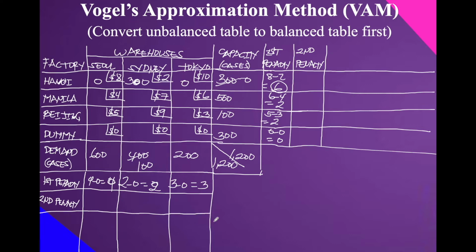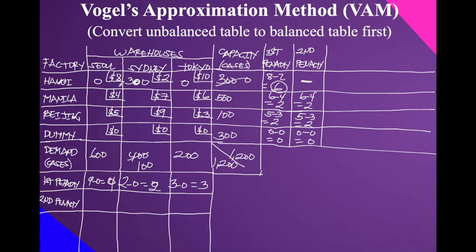So, for the second penalty, since we no longer have vacant cells here, all of them are filled. Even a 0 is considered as filled, since we have nothing to give, there is no more capacity. So we compute from here for the second penalty. Start with this row of Manila. 4, 7, and 6, the two smallest values are 4 and 6. So 6 minus 4 is 2. Same with Beijing, 5 and 3. It is the same as our first penalty for the rows. So 5 minus 3 is 2. For the dummy, 0 minus 0 is basically 0.